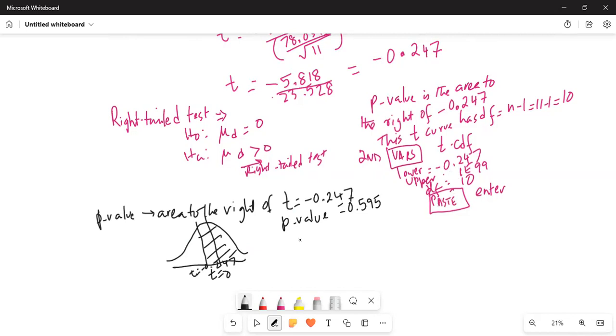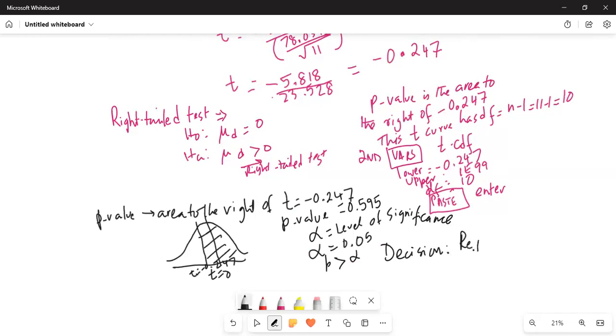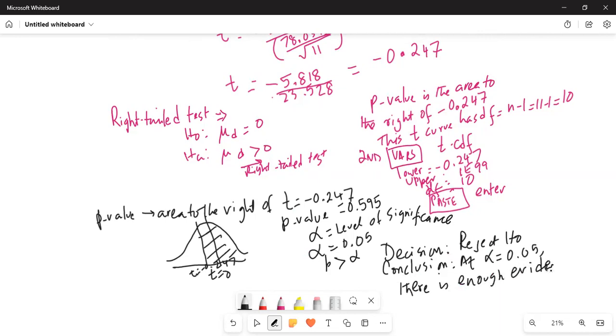So compare that with alpha. Alpha is the level of significance. Alpha is 0.05. So P is greater than alpha. Decision is reject H0. Conclusion is at alpha equal to 0.05, there is enough evidence to support HA. And what is HA? Mu D is greater than 0. That is, time to exhaustion is greater for people who listen to motivational music when running.